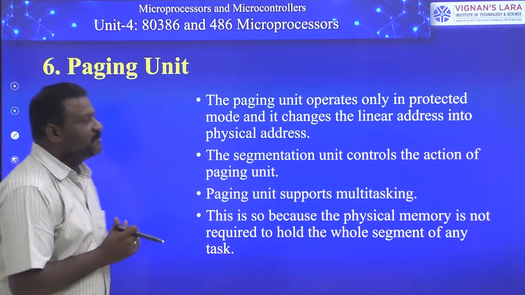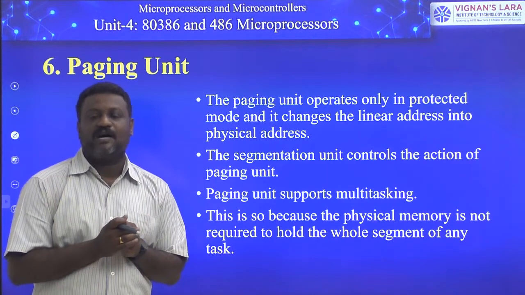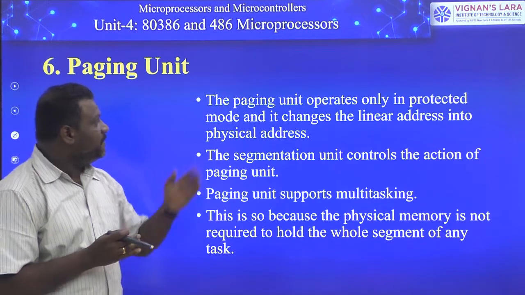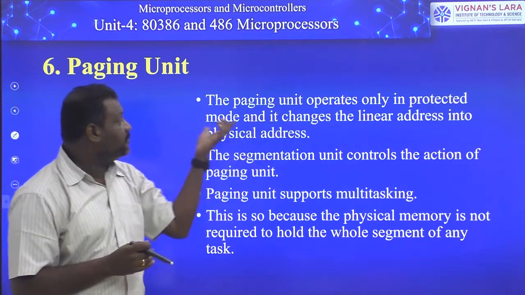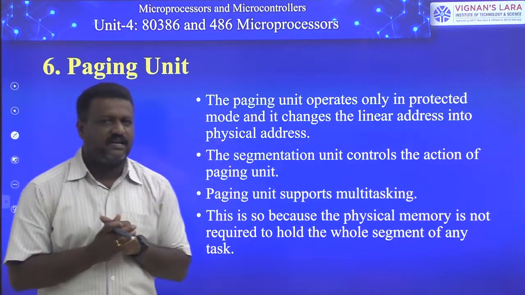And the next one is the paging unit, the last unit in our 80386 architecture. So what is a paging unit? The paging unit operates only in protected mode, and it changes the linear address into a physical address.